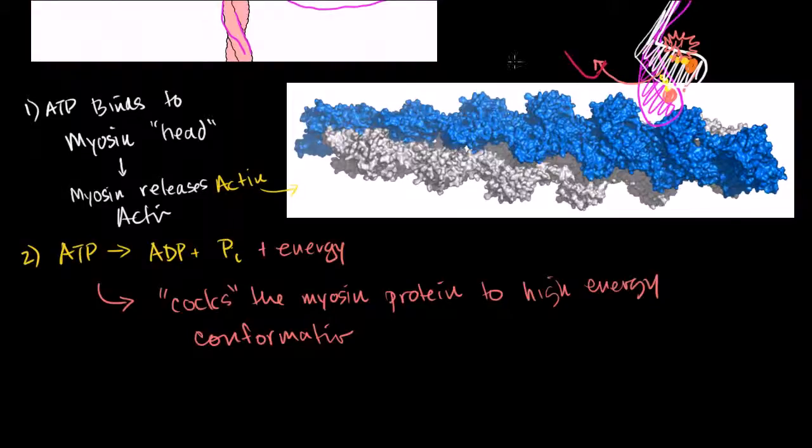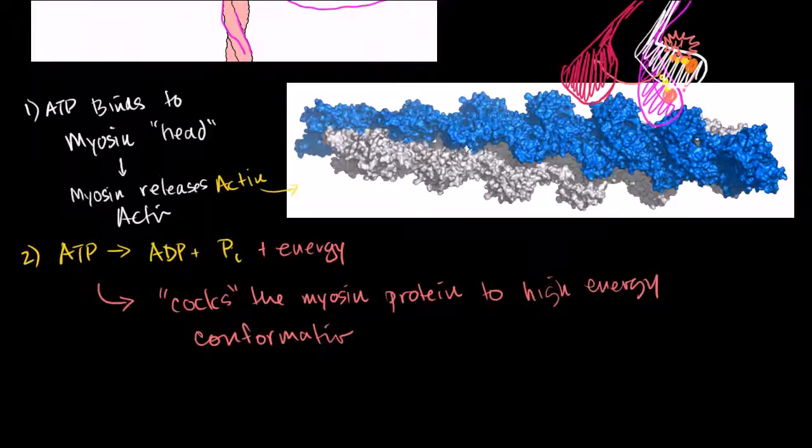Let me make sure I do it right. At the end of step 2, it might look something like this. I'm trying my best to draw it. So at the end of step 2, the protein looks something like this. This is kind of in its cocked position. It has a lot of energy right now. It's kind of wound up in this position.